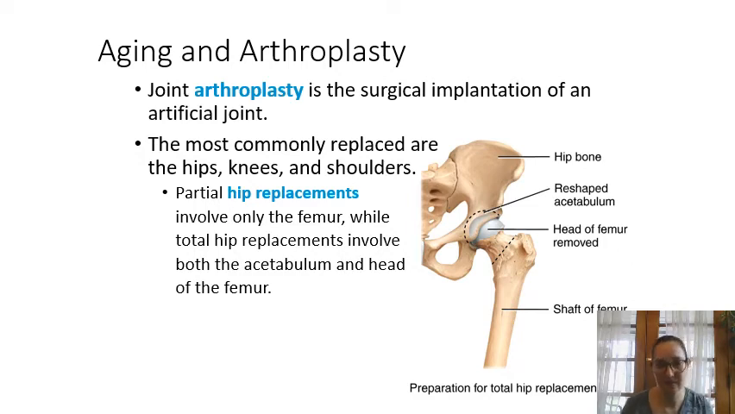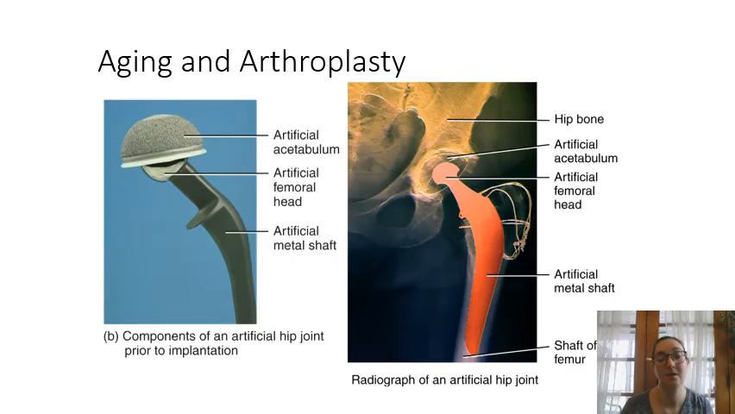So here you can see the before of a hip replacement where you would have to make these cuts to basically remove the acetabulum of the os coxa, remove the head of the femur, and then replace those with artificial pieces. So here's what the artificial hip would look like. So you can see that artificial acetabulum, the artificial shaft, and the head of the femur, and how those two would fit together in the patient.